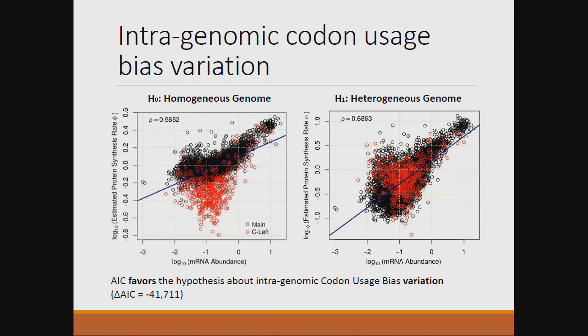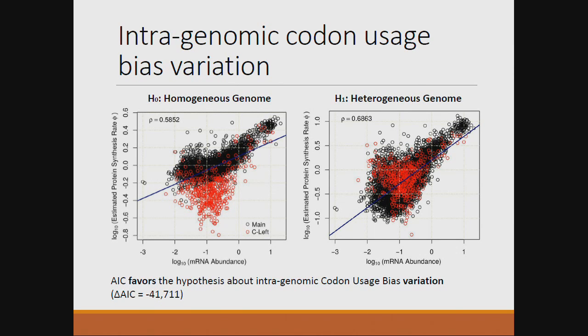In both cases, we see that we can predict protein expression by comparing our estimates to mRNA abundance as a proxy. But I think what is more interesting is that, if you look at the y-axis, you see that we're compressing the genome along that synthesis rate axis. And the other thing, and that is important for two reasons.